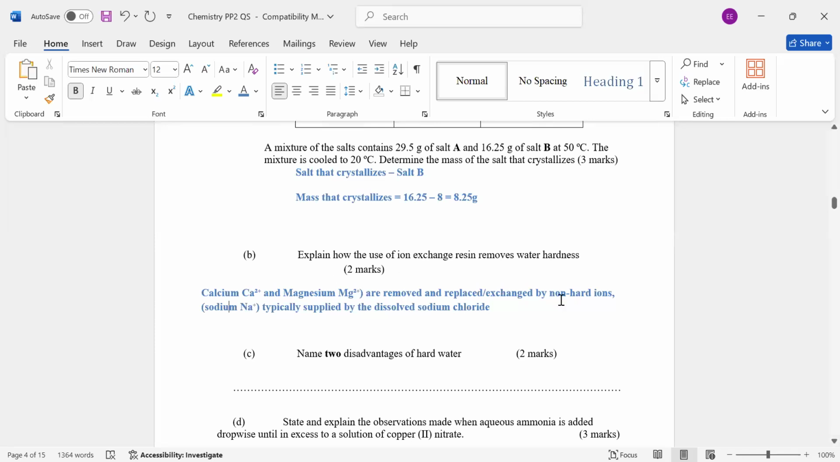As simple as such. The keywords: you have to mention the two of them, because they're the ones responsible for the water hardness. You have to say that they're exchanged by sodium ions.